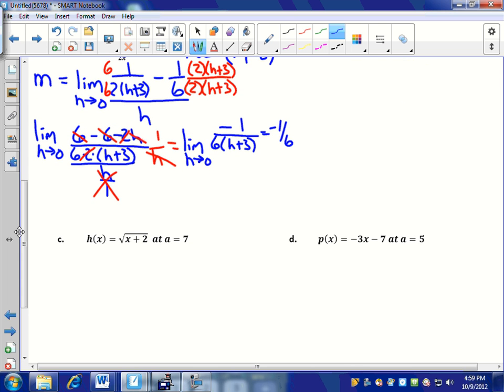Now that I have slope, I need to write an equation for the tangent line. So, y equals mx plus b. So y is 1 over 6 equals negative 1 over 6 times 3 plus b.